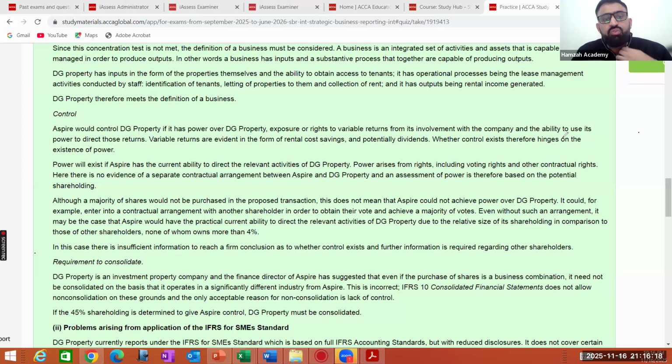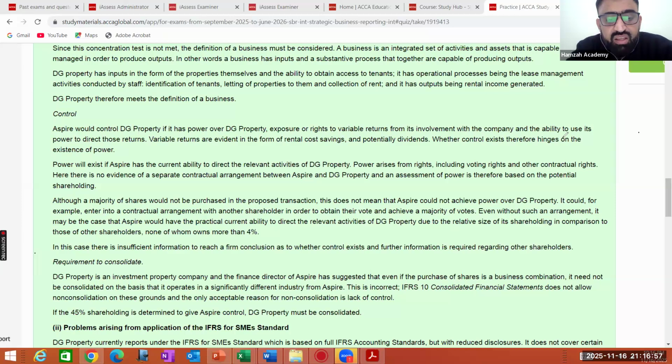Although the majority share would not be purchased in the proposed transaction, this doesn't mean that Aspire could not achieve power over the DJ property. It could, for example, enter into a contractual arrangement with another shareholder in order to obtain their voting rights and achieve the majority vote. Even without such an arrangement, it may be the case that Aspire would have the practical current ability to direct the relevant activities of the DJ property due to the relative size of the shareholding in comparison to those other shareholders, none of whom holds more than 4%.